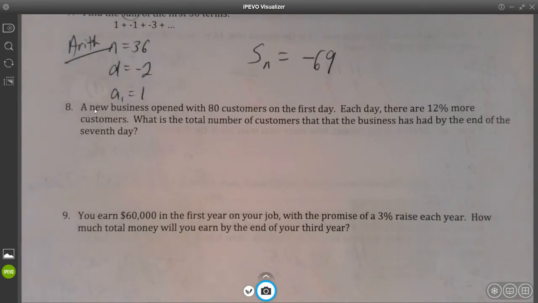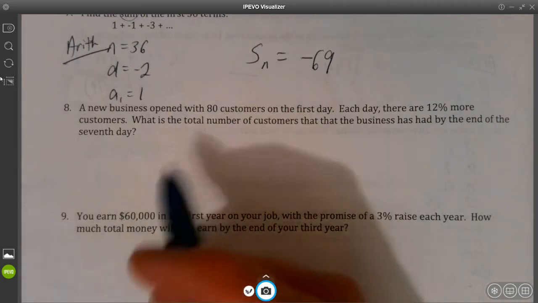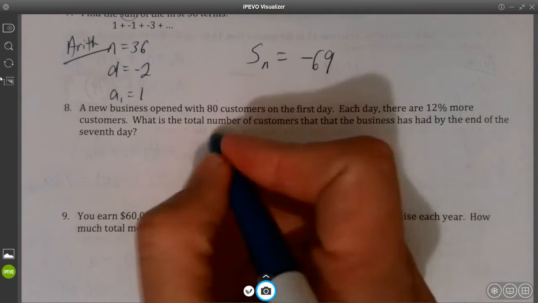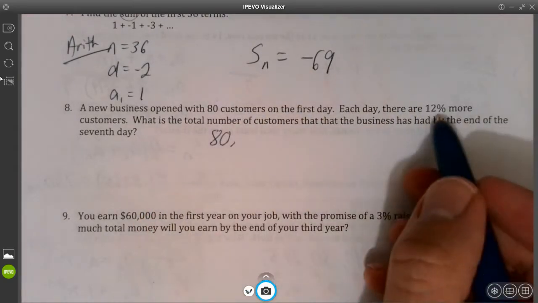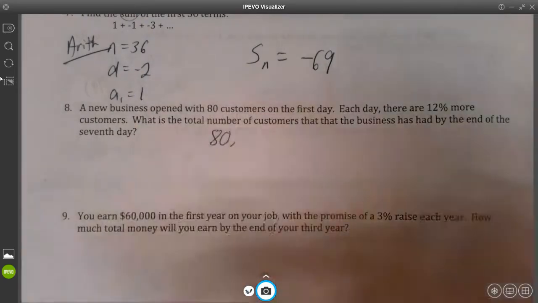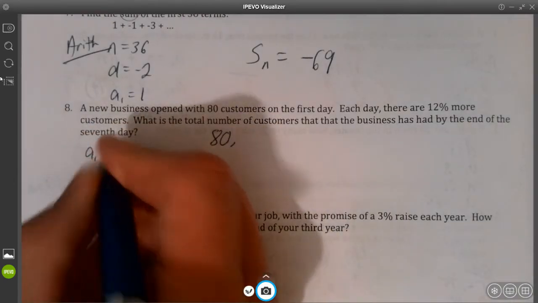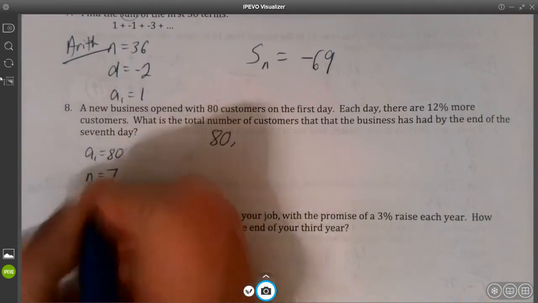A new business open. Oh, word problems. Yes. Love a good word problem. This is where this stuff gets really practical. New business opened with 80 customers on the first day. Some people call them word problems. Some people call them real life applications. Let's do this real life application. 80 customers on the first day. Each day there were 12% more customers. What is the total number of customers that the business had by the end of the 7th day? I'm just going to start writing junk, just stuff. So, A1 is 80, N is 7.